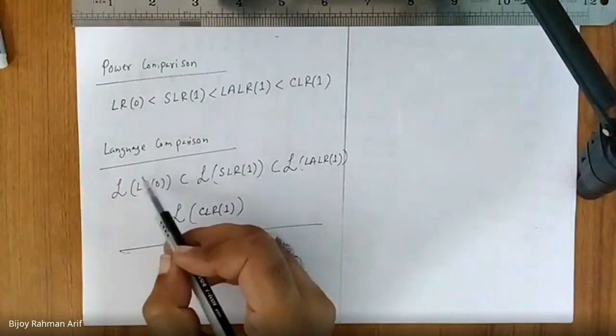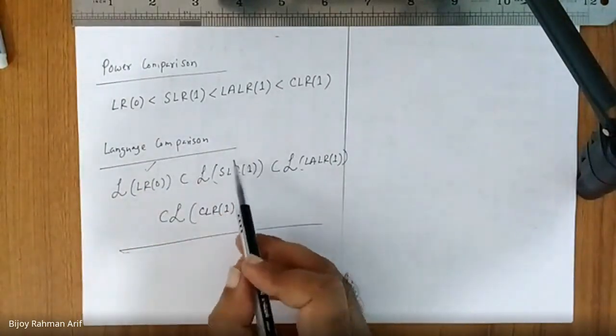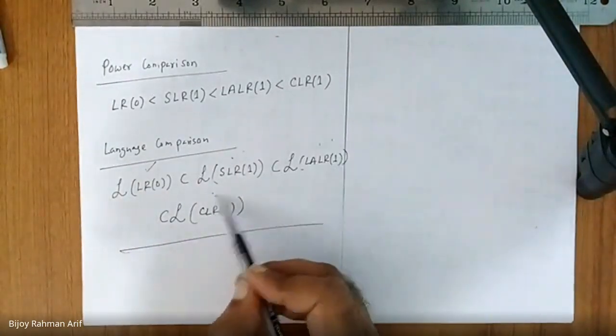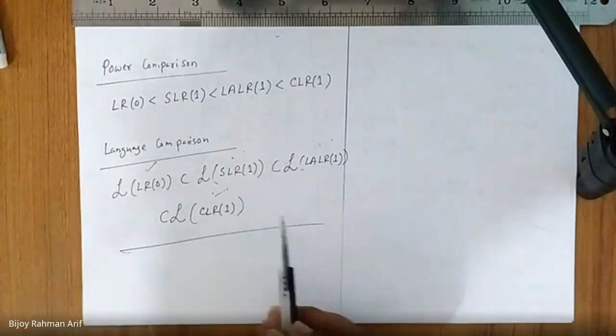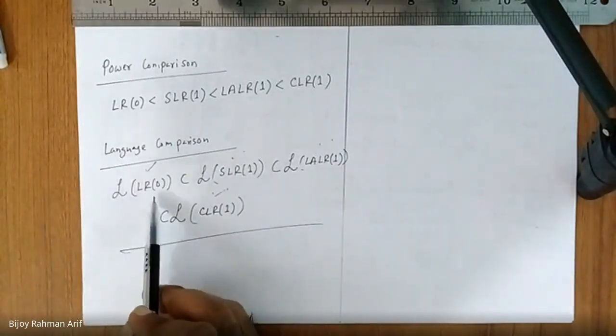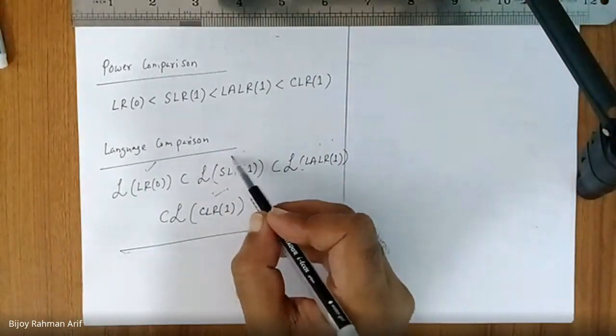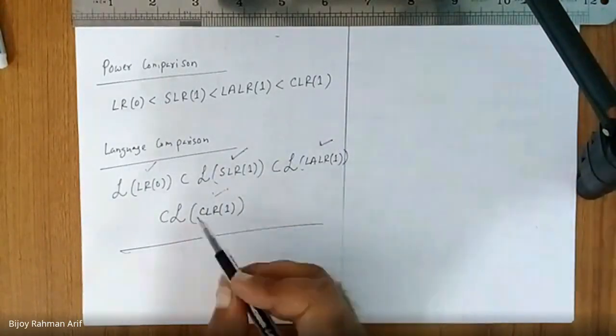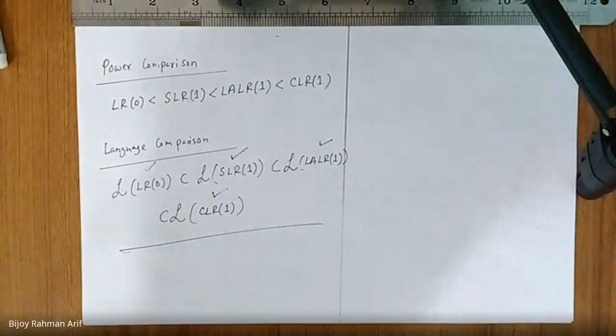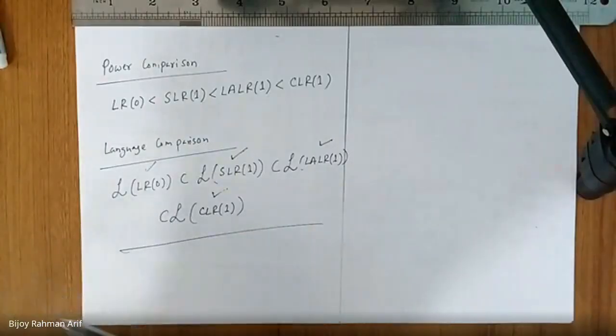Whatever you can do using LR0, you can do with SLR1, LALR1, CLR1. But there are some languages which cannot be done using LR0. So if you can do that with SLR1, definitely you can do it with LALR1 and CLR1. Did you understand the concept? Yes, sir. The power. If something is possible using the least power, it is also possible with more power. But there are some languages which cannot be done using the least power, but can be done with more power.